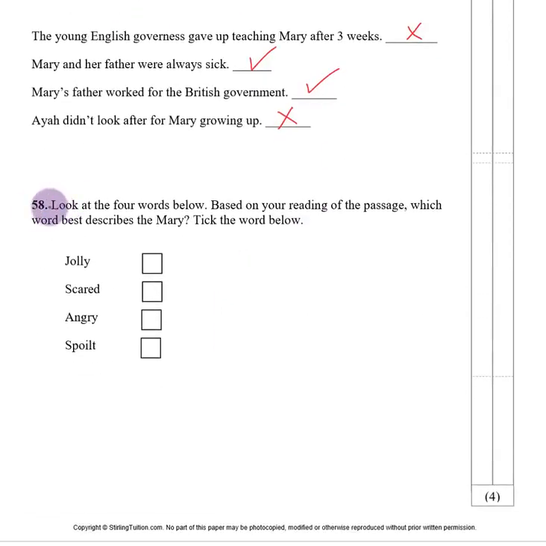Now, for the final question, 58. Look at the 4 words below. Based on your reading of the passage, which word best describes Mary? So hopefully you've managed to get this from the text. She's not a jolly young girl. She's not scared. She's not angry. She's just very spoiled. And that is the end of the paper.